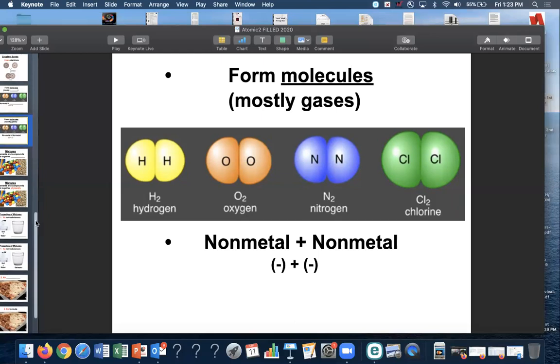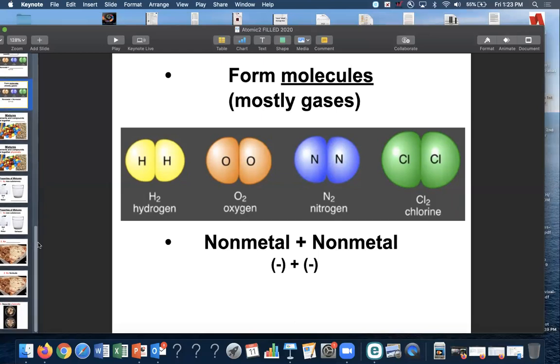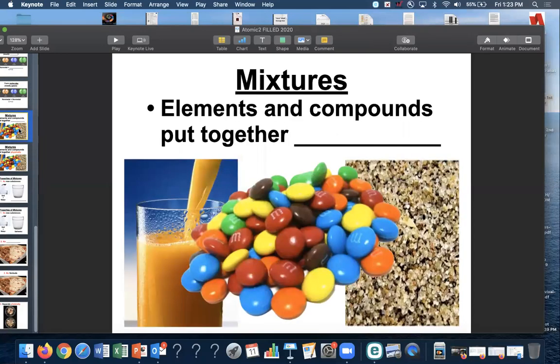And so we've talked about compounds and how those are joined together chemically. This last little section is about mixtures. So this is when elements or compounds are joined physically, or I guess combined physically. So this is not at the atomic level. It's much easier to separate these than it is with a compound.